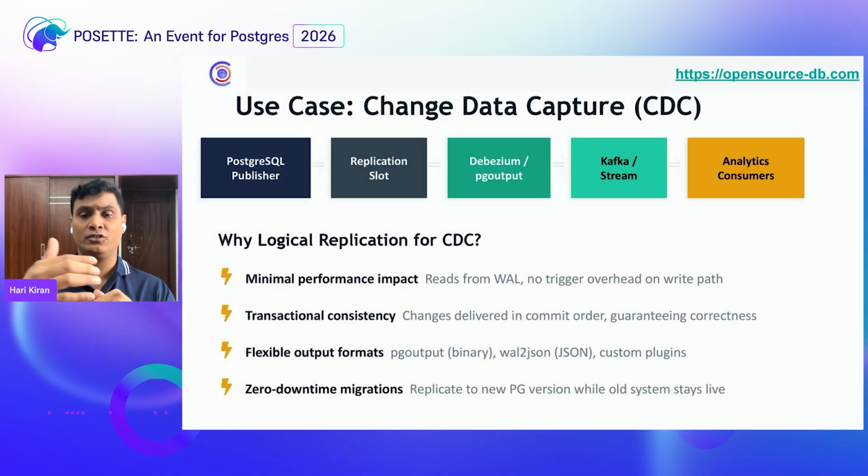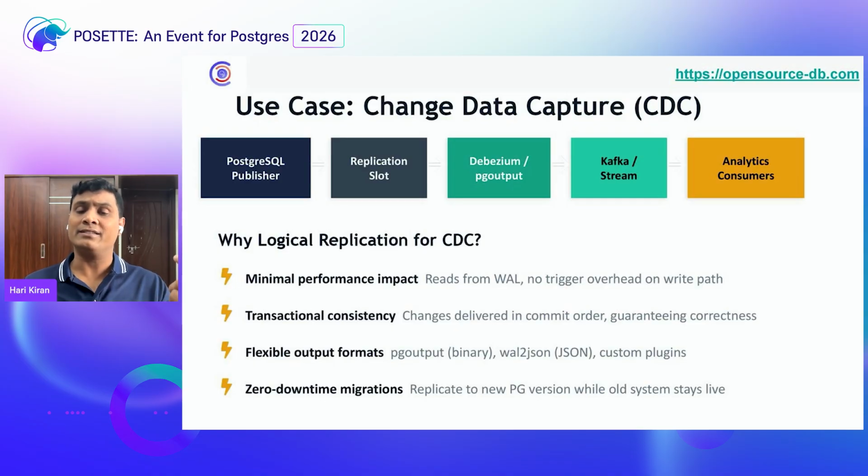From there, downstream consumers can push it to a data warehouse or analytics engines. ClickHouse is a good example, which can consume those events. Why is logical replication the right foundation for CDC? It is fast, with minimal performance impact. Before, we were reading from the WAL, there's no trigger overhead. Your OLTP performance isn't affected by the CDC.